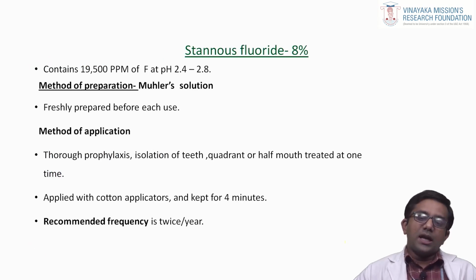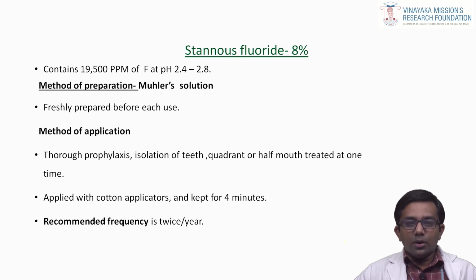Coming to the next one, that is stannous fluoride. Stannous fluoride contains about 19,500 ppm of fluoride at pH of 2.4 to 2.8. It is known as Muller's solution. So, again the oral prophylaxis has to be done, the tooth should be dried thoroughly, and then the topical fluoride is applied with cotton applicators and kept dry for about 4 minutes.